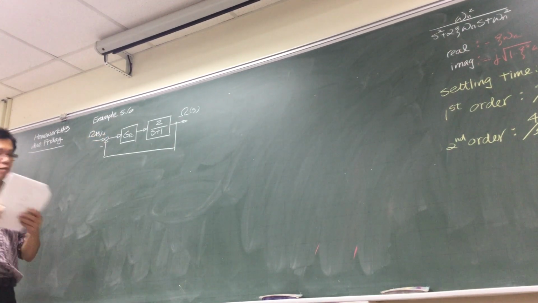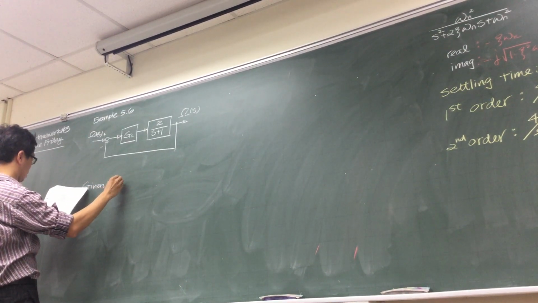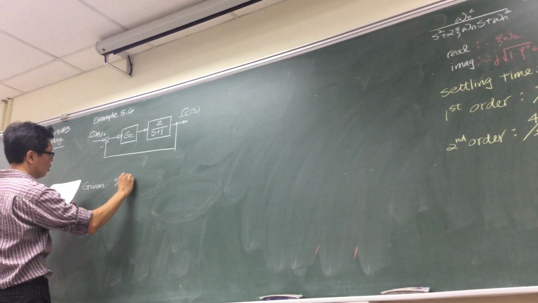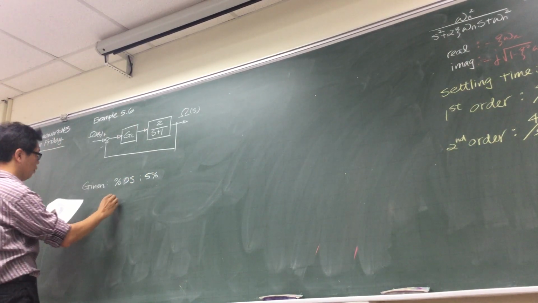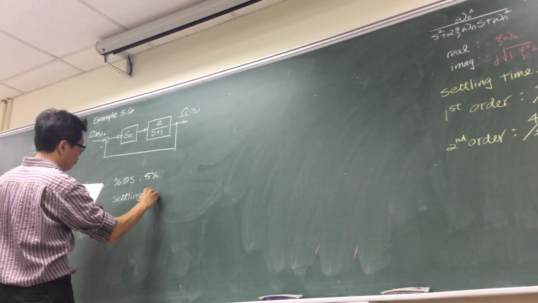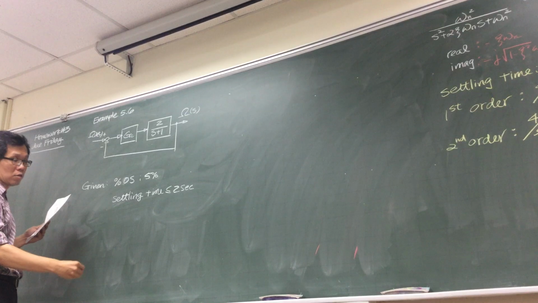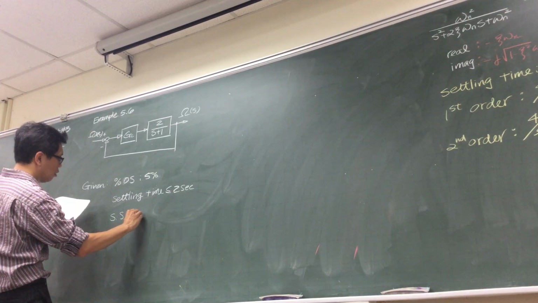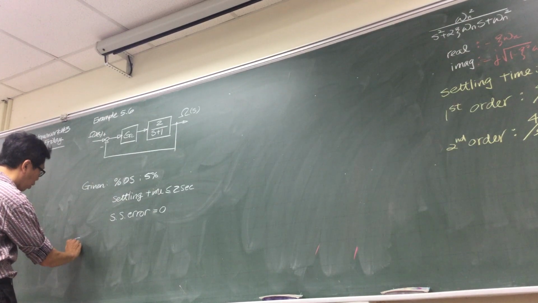Okay. We are given 5% overshoot. We are given settling time, smaller than 2 seconds. We are given steady state error equals to 0. So what do we want to find?